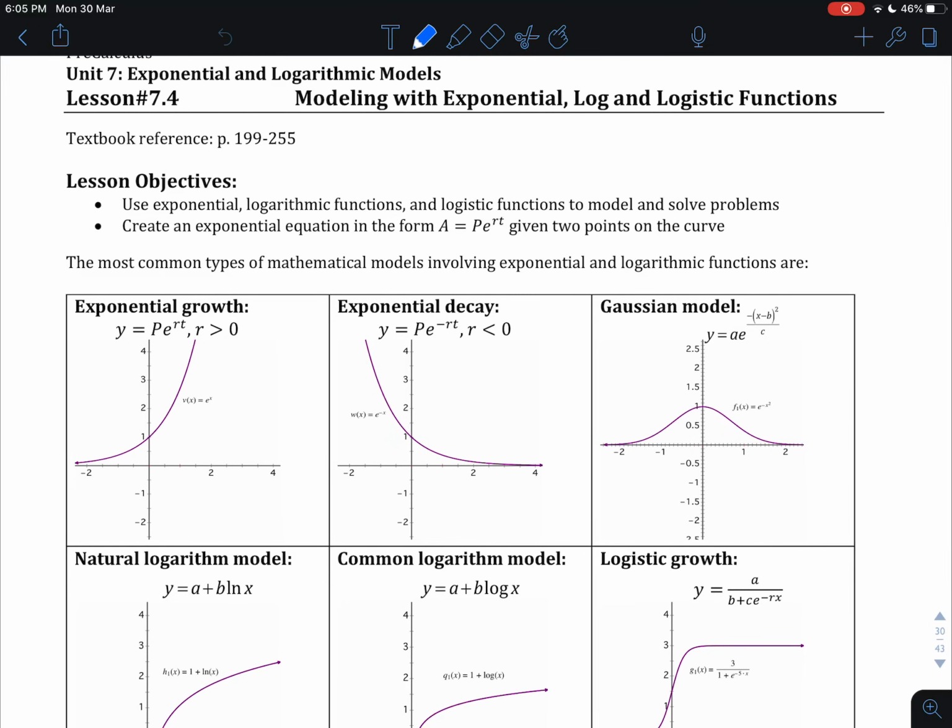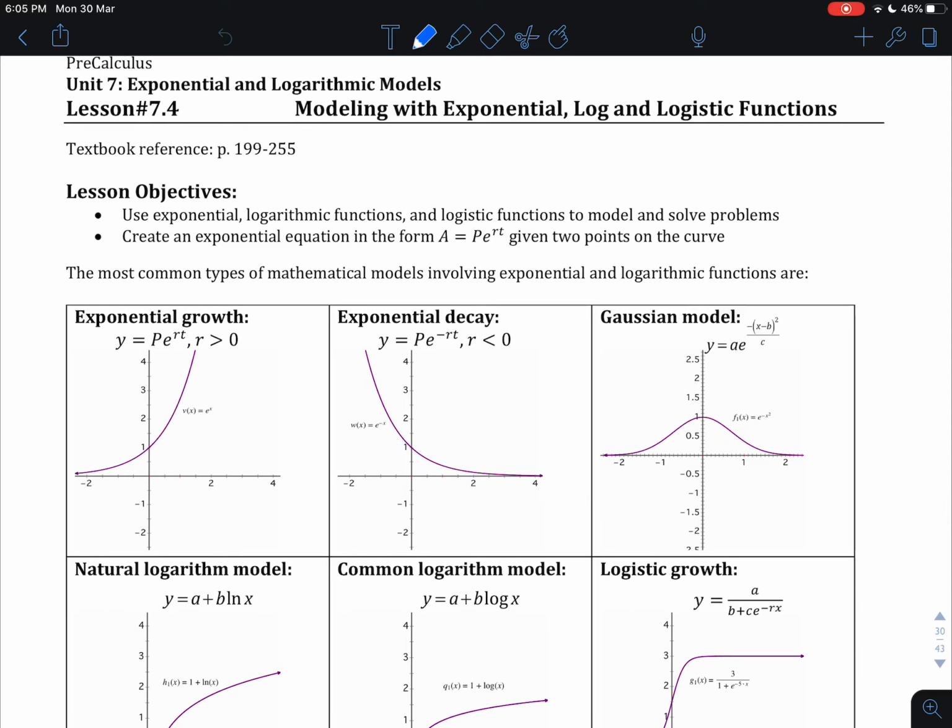Alright, pre-calc students, welcome to lesson 7.4 on modeling with exponential, log, and logistic functions. I'll try to get through this one a little quicker than I did on the last one.